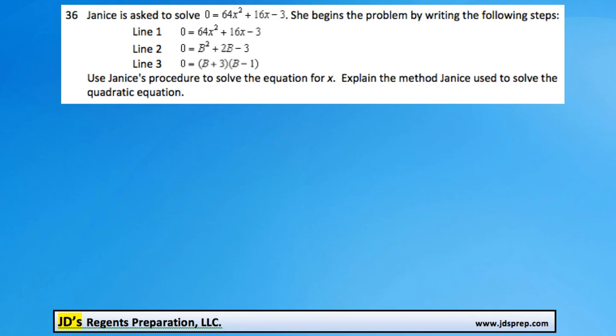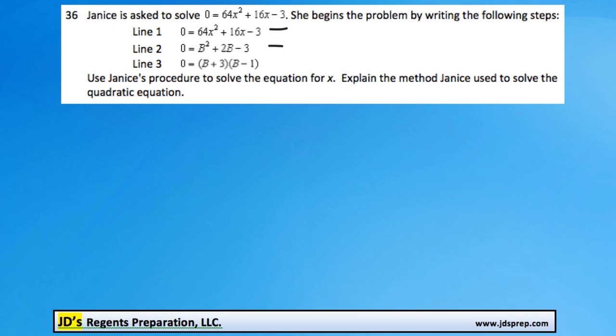This is problem number 36 from the August 2016 Algebra Regents exam. In this question, it says Janice is asked to solve 0 equals 64x squared plus 16x minus 3. She begins the problem by writing the following steps. And we can see in line 1, she just wrote the same equation down.